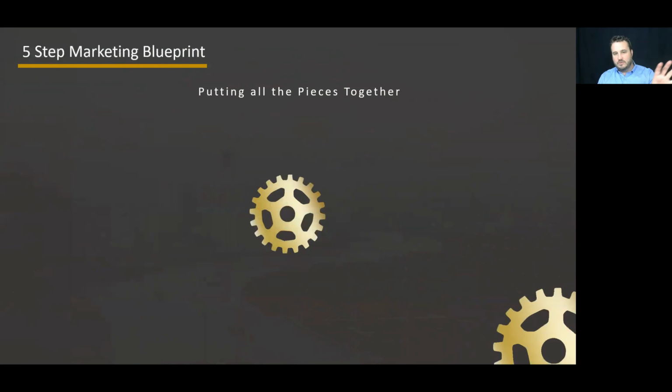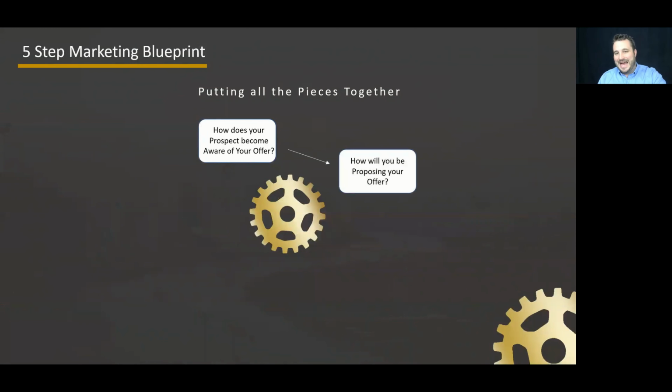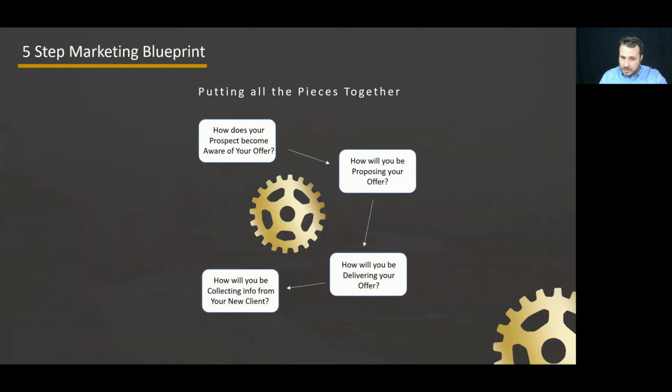So how does this system really lay out? This is what it looks like. First off, how does your prospect become aware of your offer? That leads to how are you going to propose your offer? Third, how you'll be delivering that offer. Number 4 is how are you going to collect information from the client? And then number 5 is how are you going to deepen and continue that relationship?